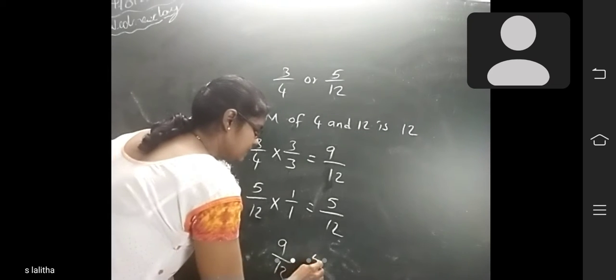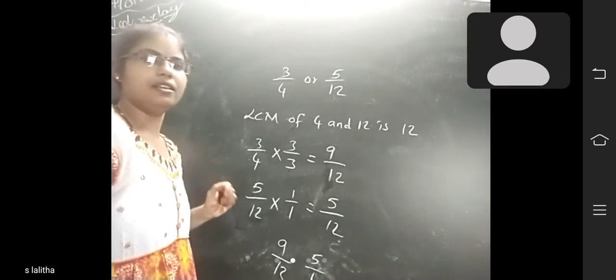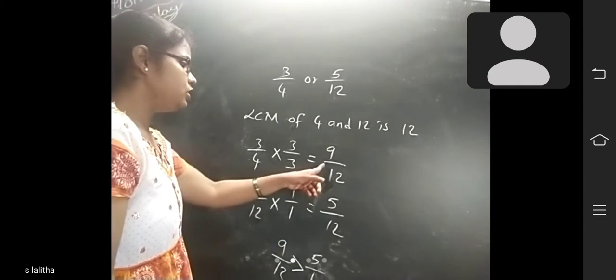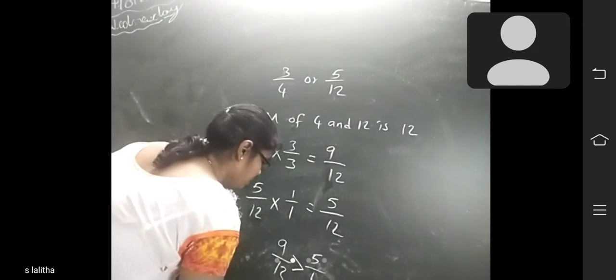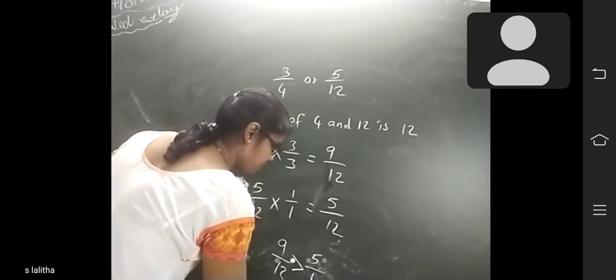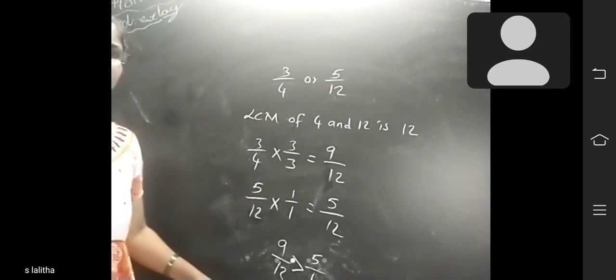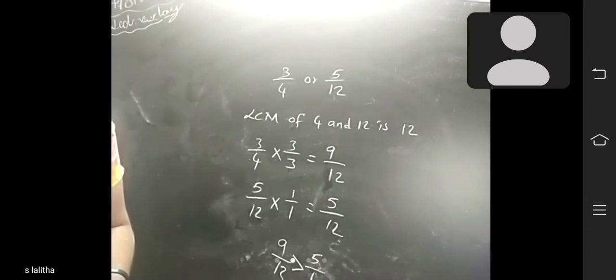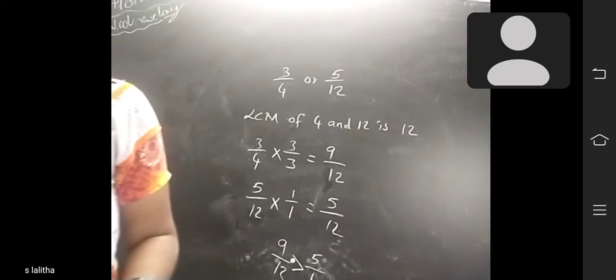Now, which one is greater, 5 by 12 or 9 by 12? 9 by 12 is greater. So 9 by 12 is which fraction? 3 by 4. So 3 by 4 is greater than 5 by 12. Did you understand now? Like that you should compare unlike fractions. Okay, ma'am.